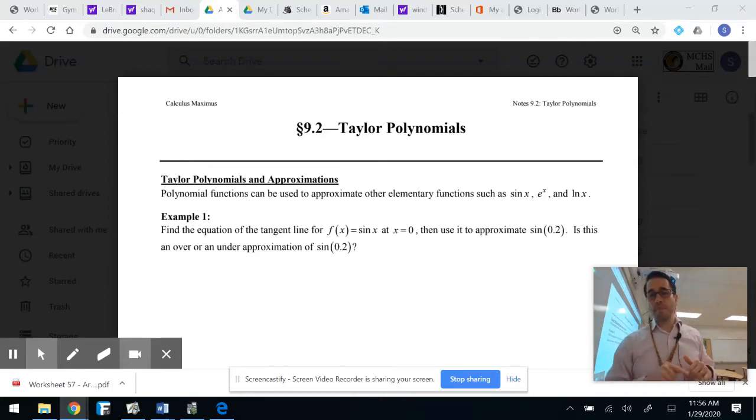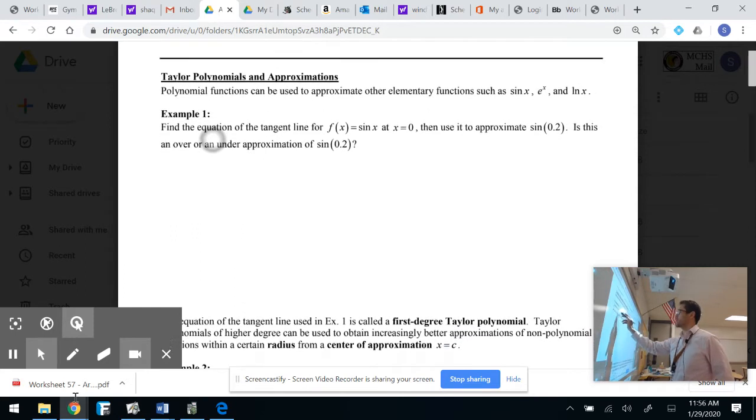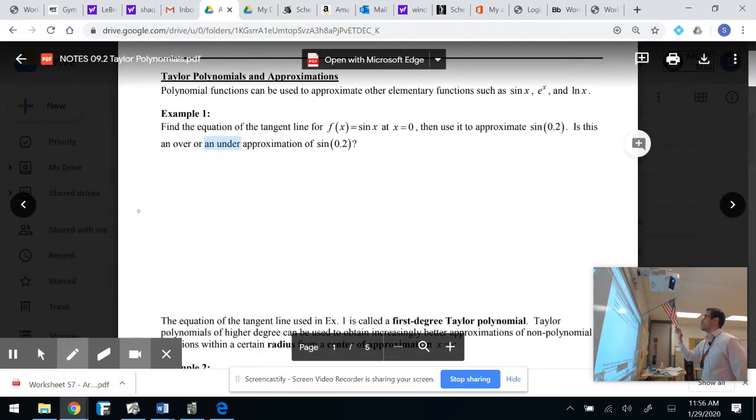9.2 Taylor polynomials. Let's get it. All right, so this brings up some stuff we did earlier in AB, class. We've got Taylor polynomials that we use for approximations. They are polynomial functions that can be used to approximate elementary functions, and primarily we use it for sine, cosine, e to the x, and the natural log of x.